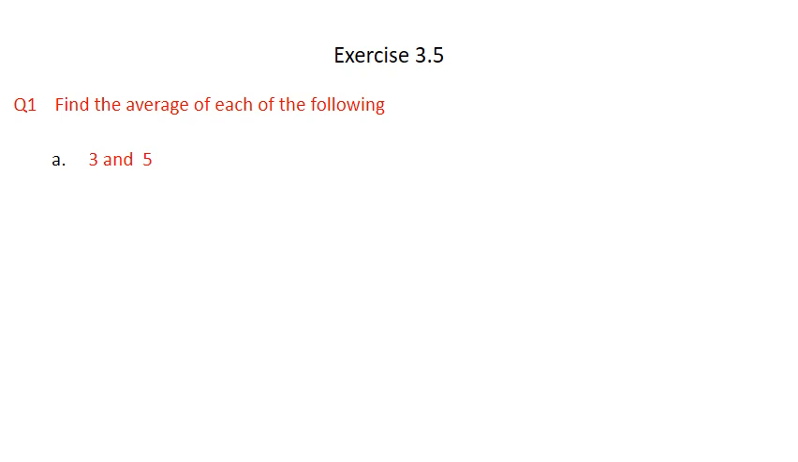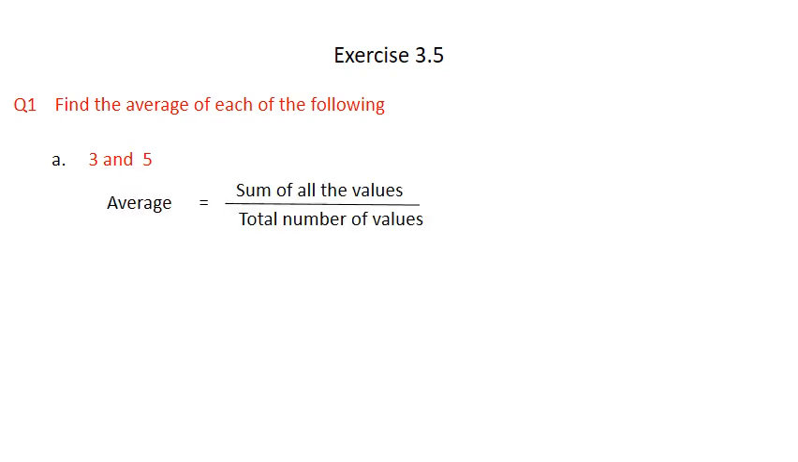Now, we want to find out the average of 3 and 5. Here we are having two numbers. So first we will write down the formula. Average is equal to sum of all the values divided by total number of values. This upon means divide. Now, sum of all values. Here, how many values we have? We are having only two values. So we will write down here 3 plus 5 divided by total number of values. This is 1 and this is 2. So we have written here 2.